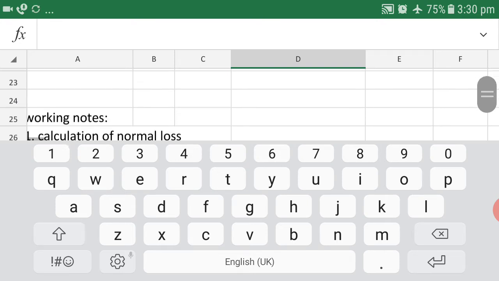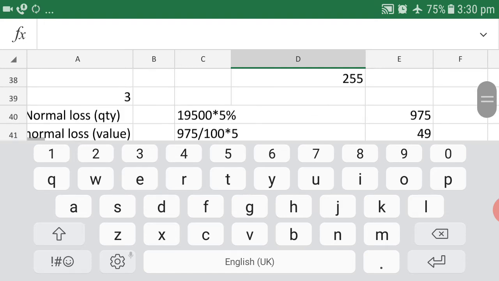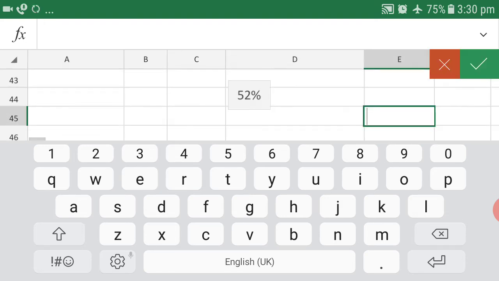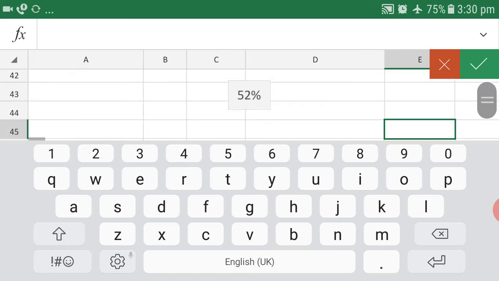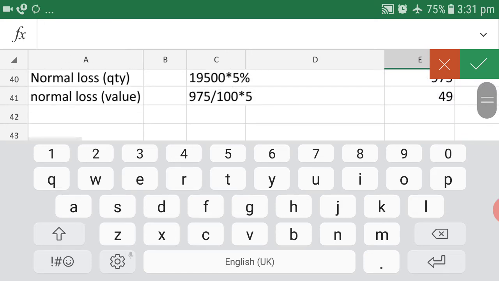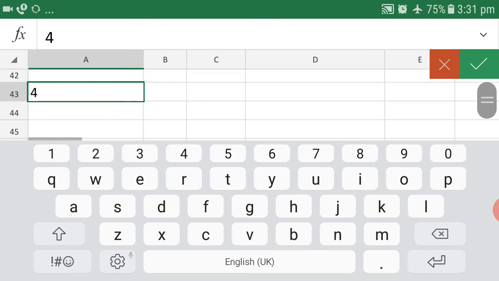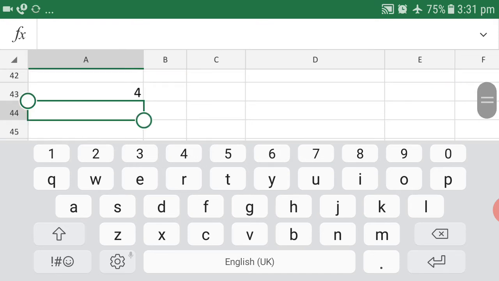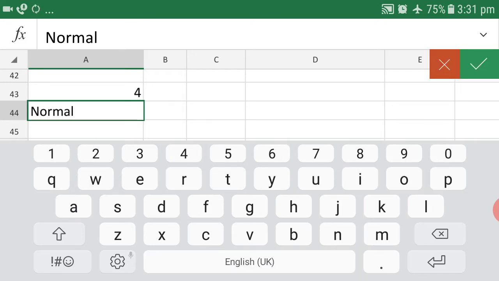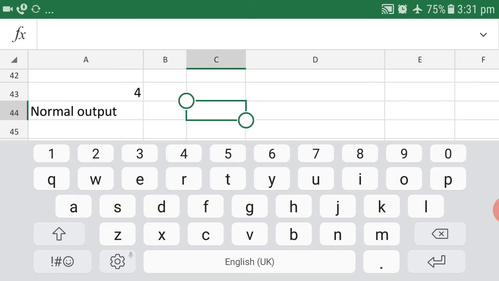Next let's calculate whether it is abnormal loss or abnormal gain. Let's move to the next working note, number 4. Here we can see normal output. How will we calculate normal output?